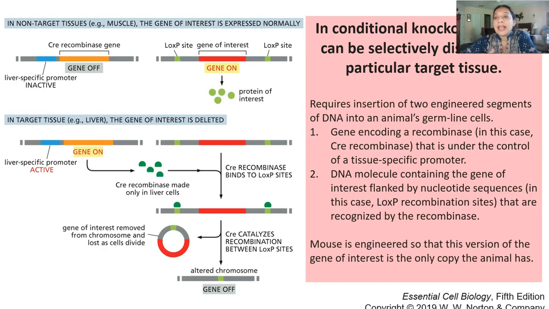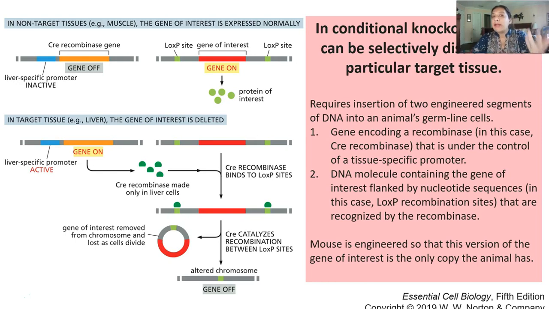Sometimes you're unable to get anything out of it because it's an embryonic lethal, and it's unable to give you a viable organism to begin with. In this case, what we need to do is what we call a conditional knockout, where a gene can be selectively disabled or disrupted in just targeted tissues.